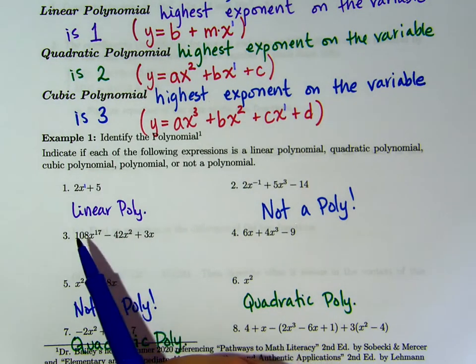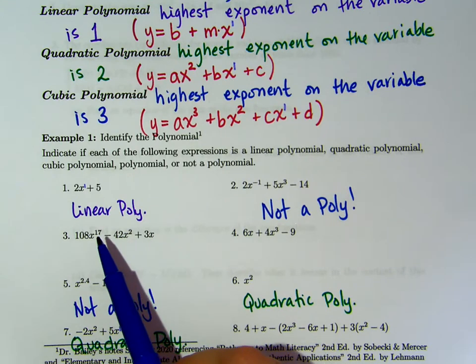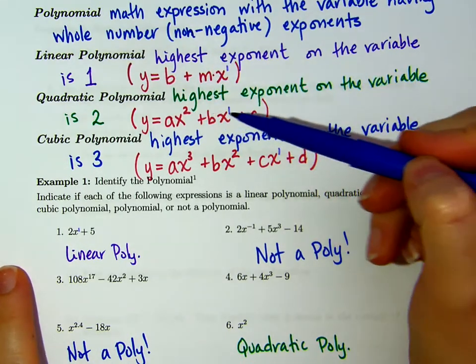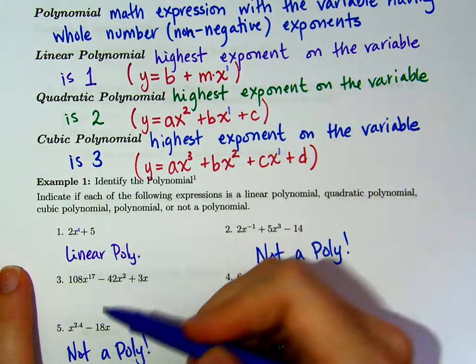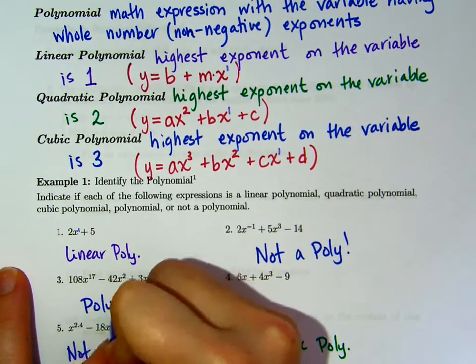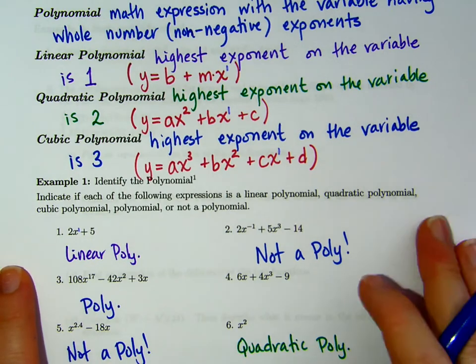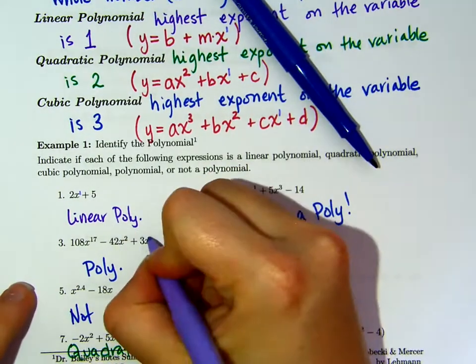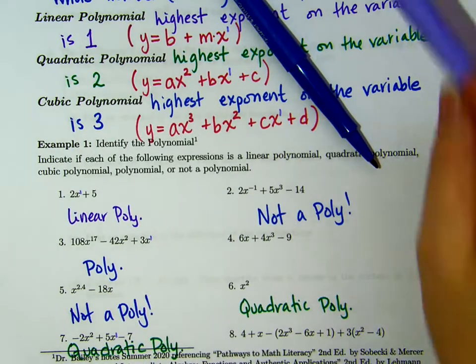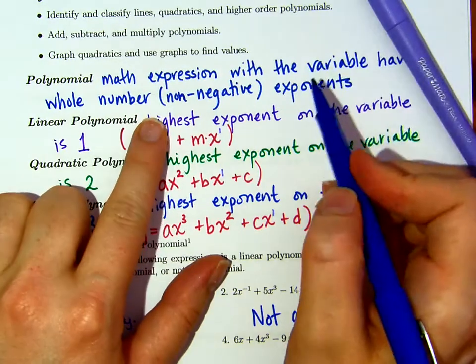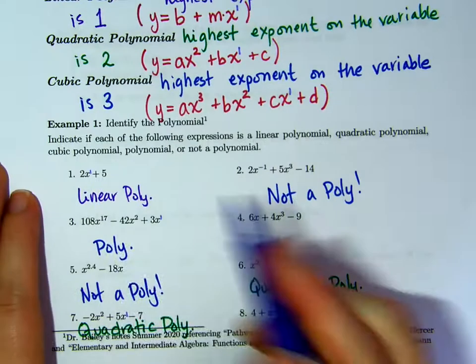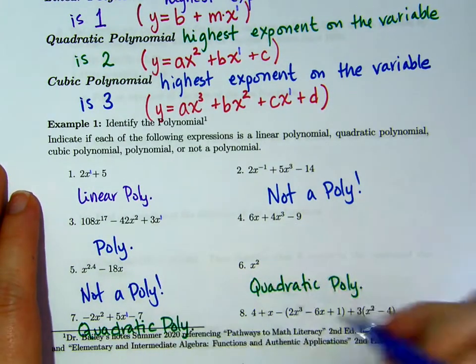Let's see here. The highest power here is 17. So it's not linear, quadratic, or cubic. This is just a pure polynomial, because every exponent is still just a whole number. So it didn't break any rules of being a polynomial, the variable having whole number non-negative exponents. It's good to go. Polynomial.